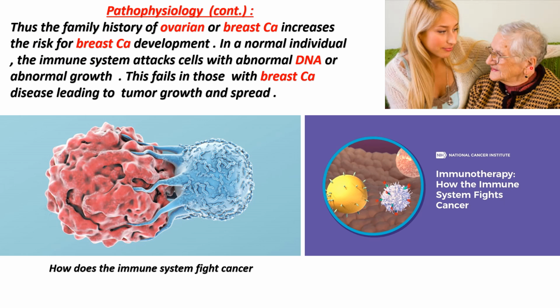Does a family history of ovarian or breast cancer increase the risk for breast cancer development? In a normal individual, the immune system attacks cells with abnormal DNA or abnormal growth. This fails in those with breast cancer, leading to tumor growth and spread.